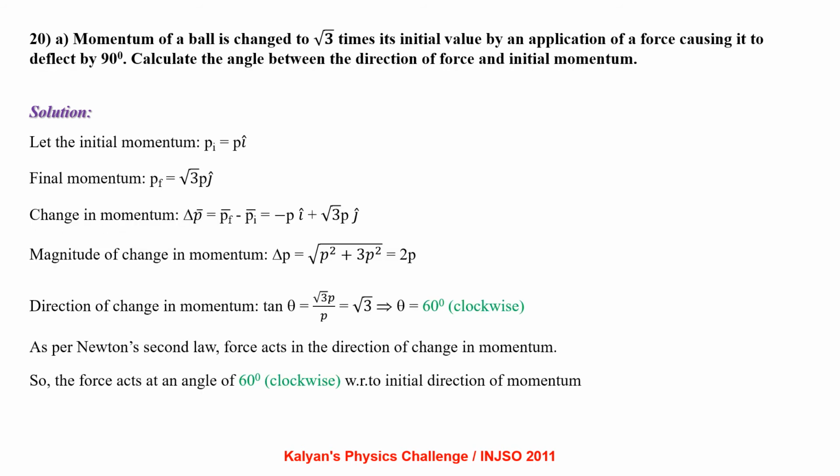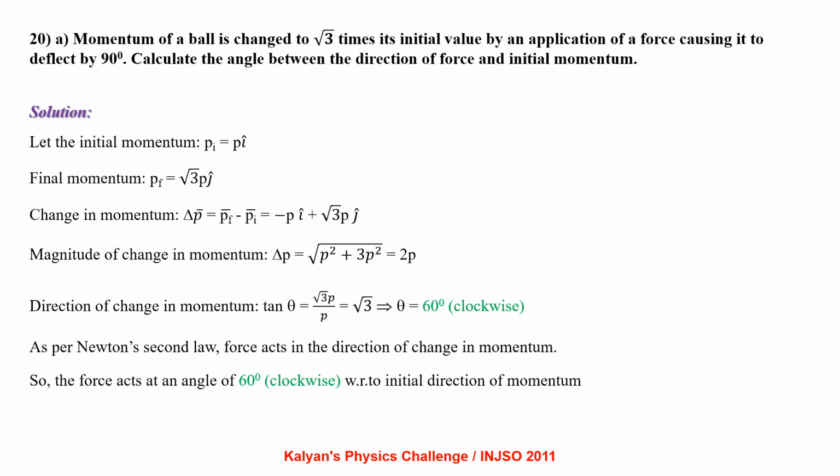Momentum of a ball is changed to root 3 times its initial value by an application of a force causing it to deflect by 90 degrees. Calculate the angle between the direction of force and initial momentum. Let the initial momentum be P i cap. The final momentum is root 3 P j cap.